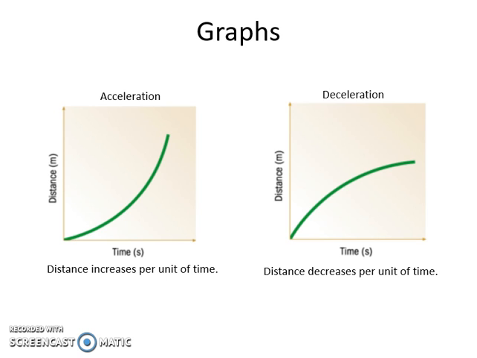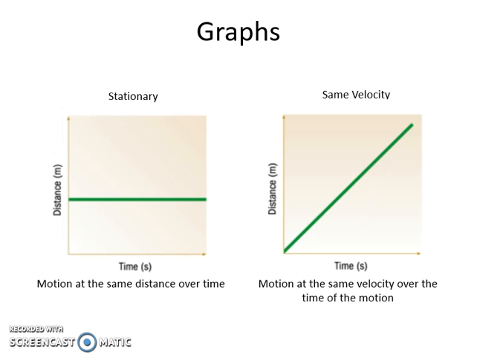Graph 1 shows acceleration. This is where the distance increased per unit of time. Graph 2 shows deceleration. This is where the distance decreases per unit of time. Graph 3 shows stationary. This is where the motion is at the same distance over time. Graph 4 shows the same velocity. This is where motion at the same velocity is over the time of the motion.